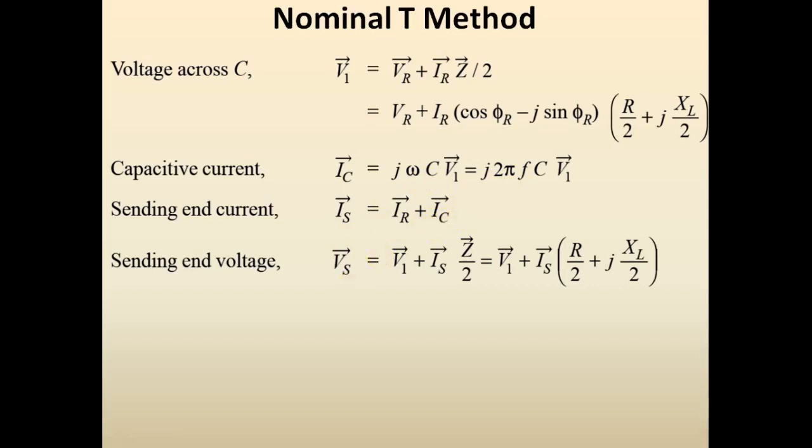And it was clearly seen in the vector diagram that vector Vs is actually the sum of vector V1 and Is into Z by 2. You can make the substitution of vector V1 from here and vector Is from here. Then you will be able to get the value of vector Vs in terms of Vr and IR. You may write down that relation by yourself.